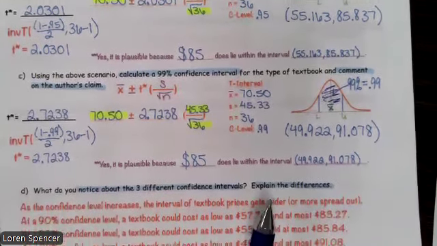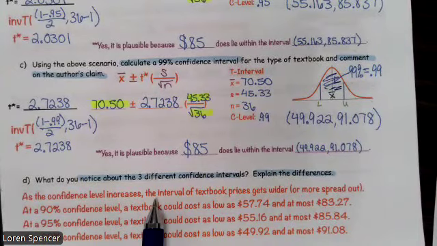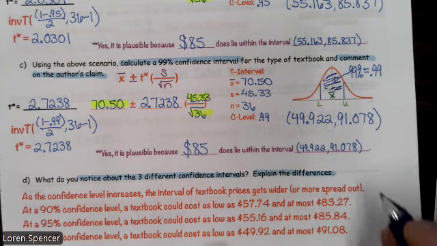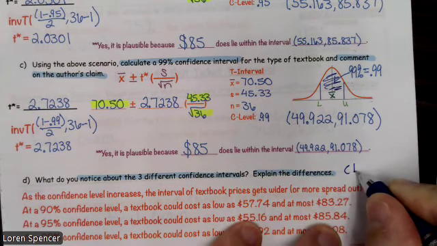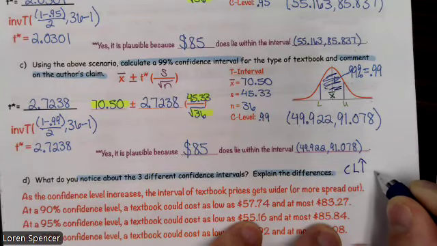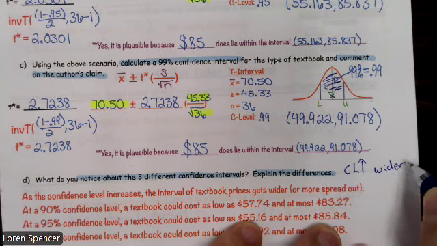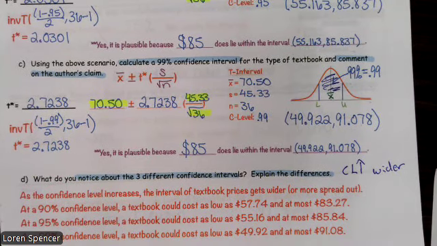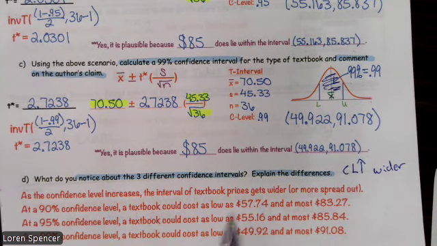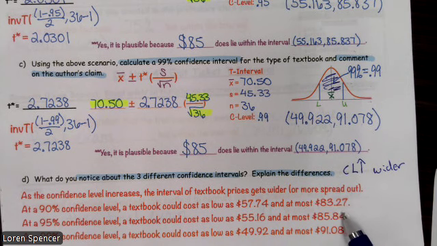So what do you notice about the three different intervals? Well, as the confidence level increases, the interval of textbook prices gets wider or more spread out. So as the confidence level increases, the interval gets wider, right? As CL increases, the interval gets wider. So if you notice, every single time we increased our interval, we went from 90 to 95 to 99. The lower bound got lower. It got smaller. It went from 57 to 55 to 49. And the upper bound got higher. So that means it's getting more spread out or wider.